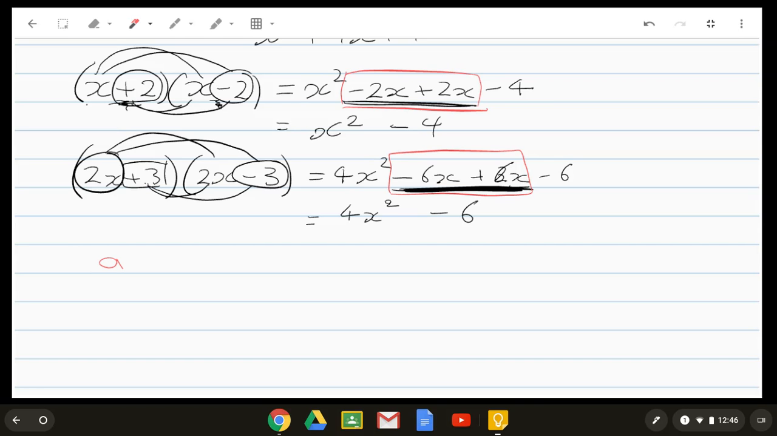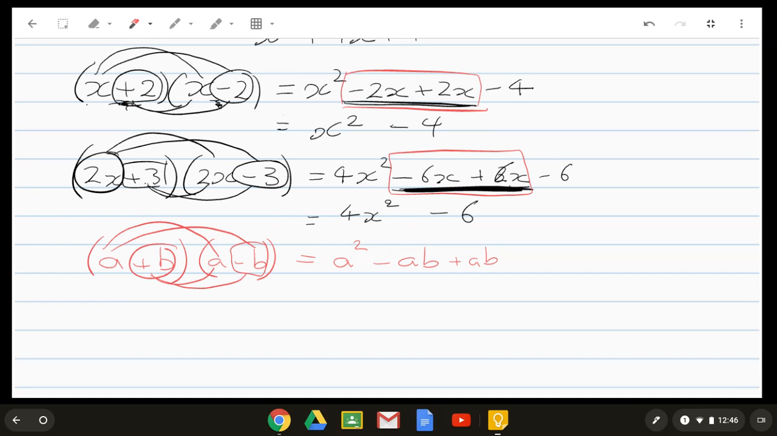So if I have a plus b, a minus b, a times a is a squared. A times minus b is minus ab. Then we do plus b times a is plus ab, and plus b times minus b is minus b squared. The middle two terms cancel each other out, so we're left with a squared minus b squared.